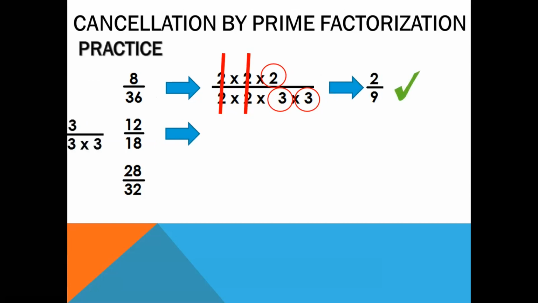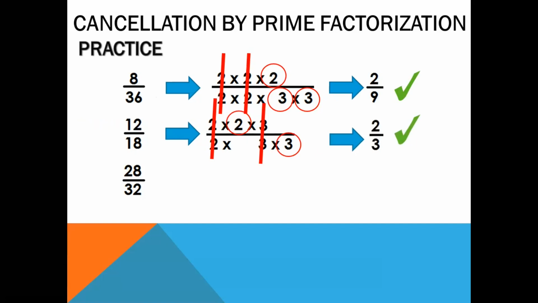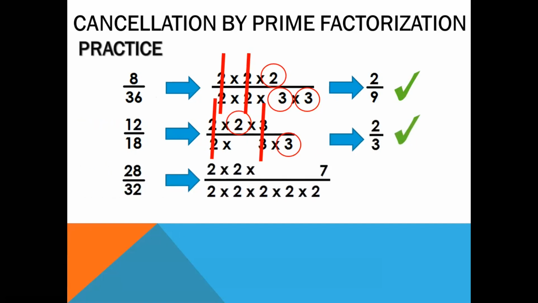12/18. Prime factor of 12 is 2 times 2 times 3. 18 is 2 times 3 times 3. Cancel the common. And then the remaining is our simplest form, which is 2/3. And then last one, prime factors of 28 is 2 times 2 times 7. Then 32, we have five 2's. Cancel the common. Our numerator is only 7 and our denominator is 2 times 2 times 2, which is 8. So the simplest form is 7/8.